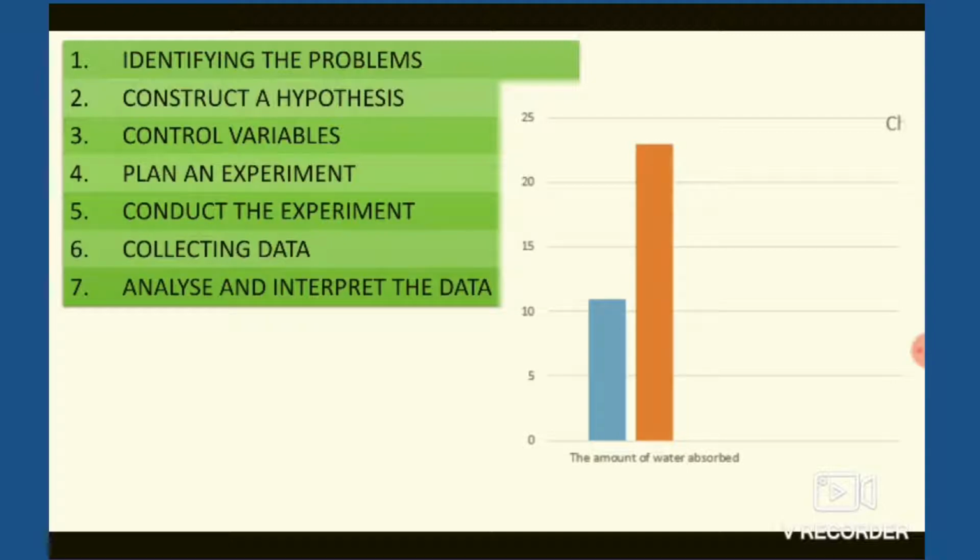Maybe through graphs, maybe through tables. Because graphs and tables really assist us to easily interpret the data. For example, this graph. The blue one is tissue paper, maybe, and the orange one is cloth.